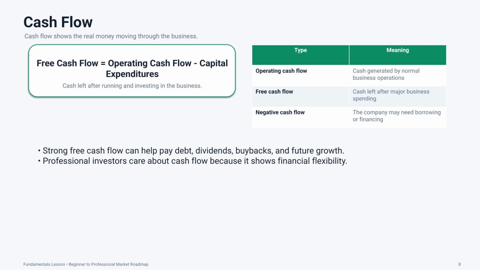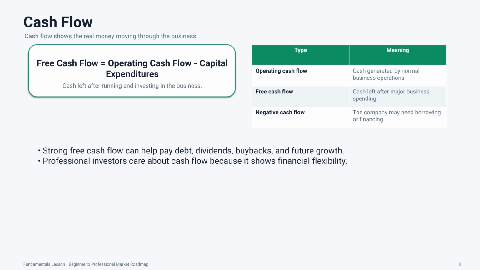Cash flow shows the real money moving through the business. A company may report profit on paper, but cash flow tells us whether real cash is coming in and staying in the company. One important formula is free cash flow = operating cash flow - capital expenditures. Operating cash flow is the cash generated from the company's normal business operations. Capital expenditures are major business spending, such as equipment, factories, technology, or property. After these costs, free cash flow shows how much cash is left over.